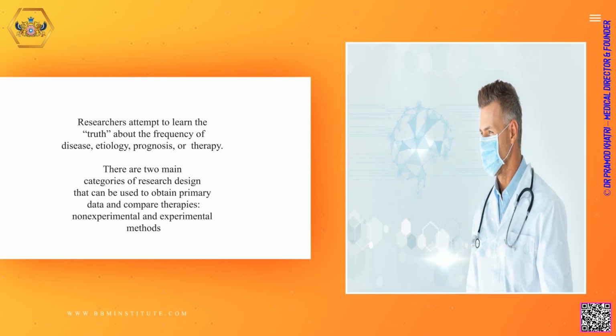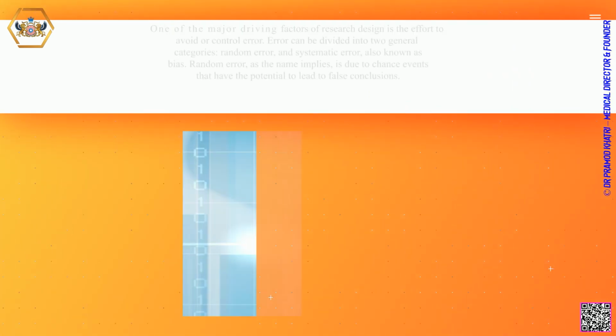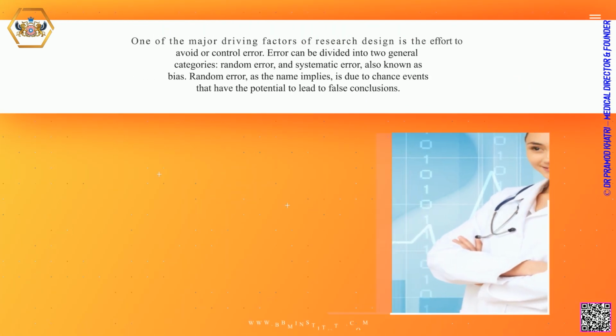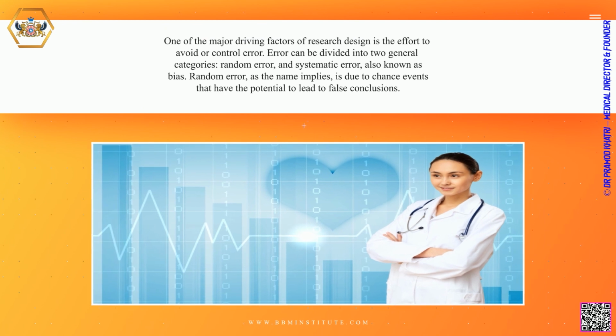Researchers attempt to learn the truth about the frequency of disease, etiology, prognosis, or therapy. There are two main categories of research design that can be used to obtain primary data and compare therapies: non-experimental and experimental methods. One of the major driving factors of research design is the effort to avoid or control error. Error can be divided into two general categories, random error and systematic error, also known as bias. Random error, as the name implies, is due to chance events that have the potential to lead to false conclusions.